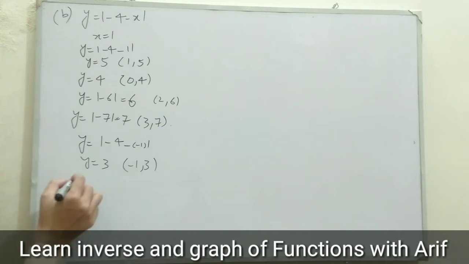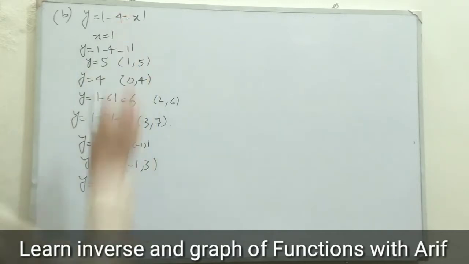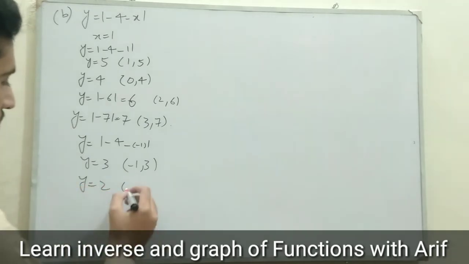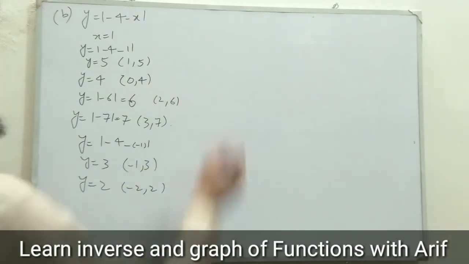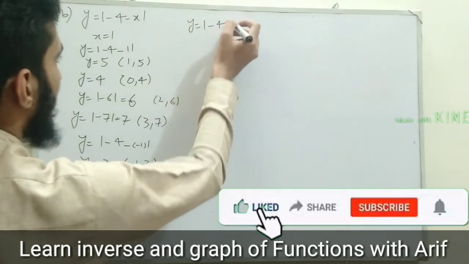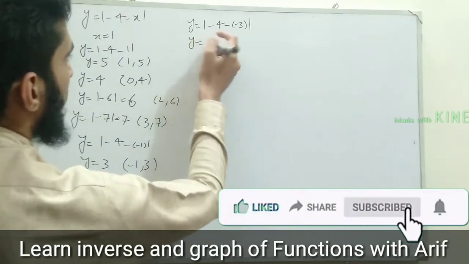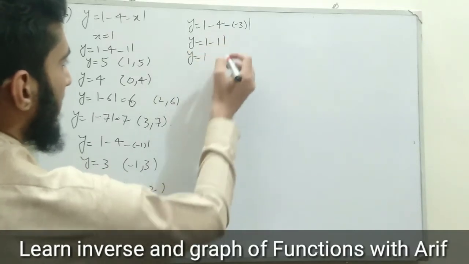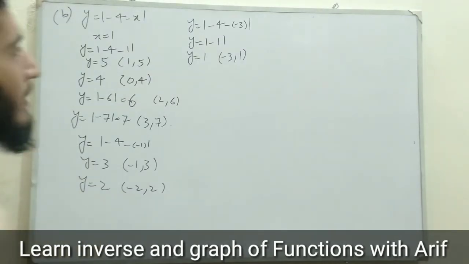Now I assume x is equal to -2, so it becomes -4 plus 2, which gives us absolute -2, and absolute -2 is equal to 2. So the value of y will be equal to 2 at x is equal to -2. Now I assume x is equal to -3. So it becomes y is equal to absolute of -4 plus 3, and -4 plus 3 is equal to -1, absolute -1 is equal to 1. So at x is equal to -3, we get y is equal to 1. Now I am going to draw the graph for this function.